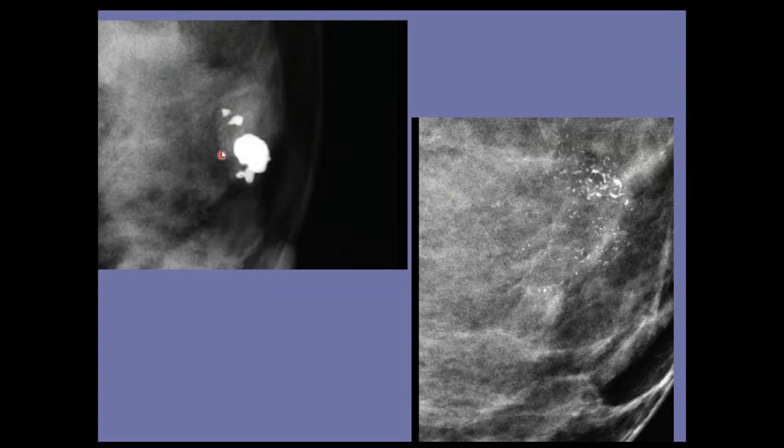Surrounding the mass, there is a radiolucent line. This is the halo sign, okay. And so this is a benign mass.